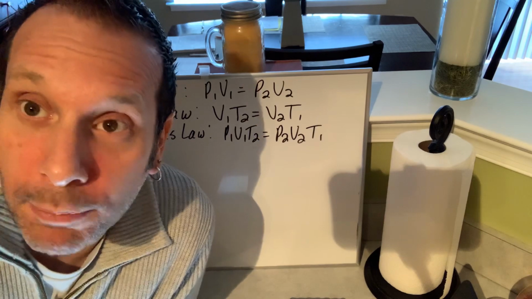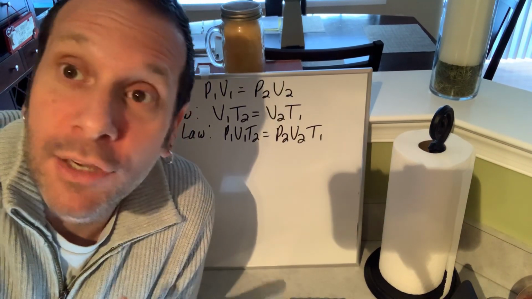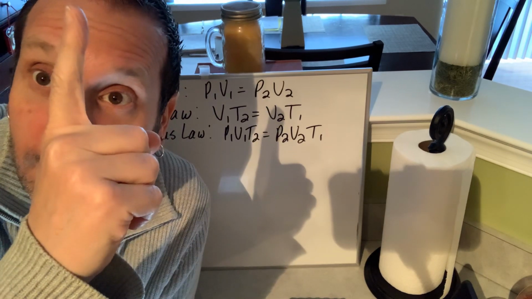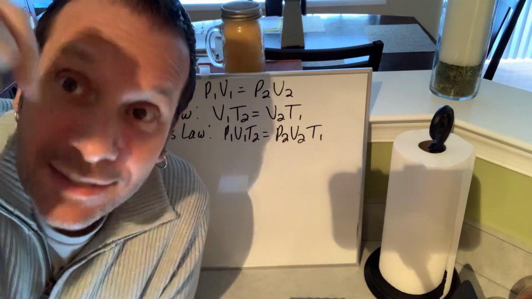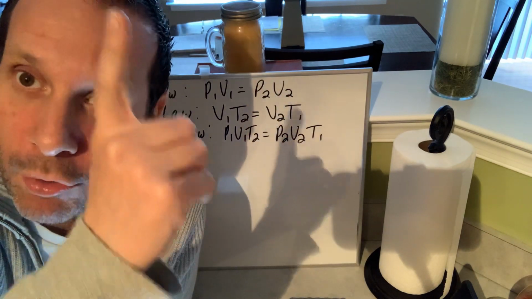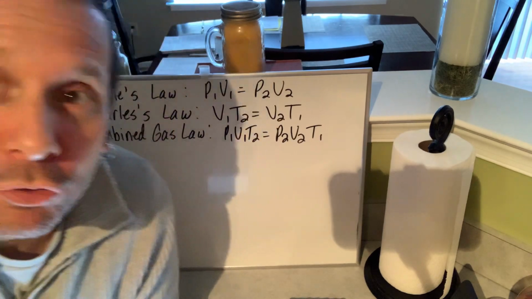It's inversely proportional, meaning if one goes up, the other goes down. So if you increase the pressure, the volume is going to go down. But if you decrease the pressure, the volume is going to go up. That's an inverse proportion.